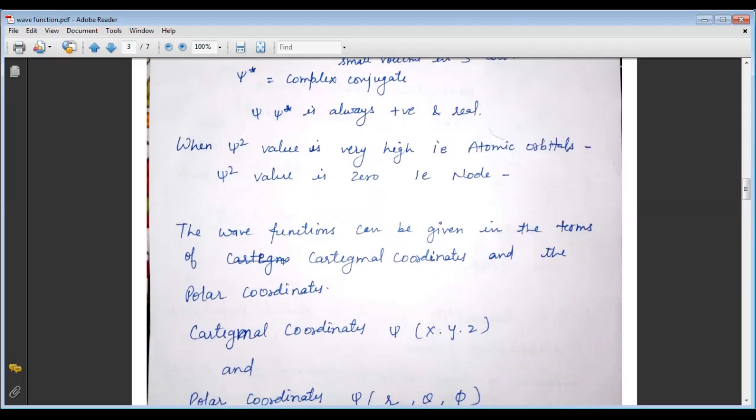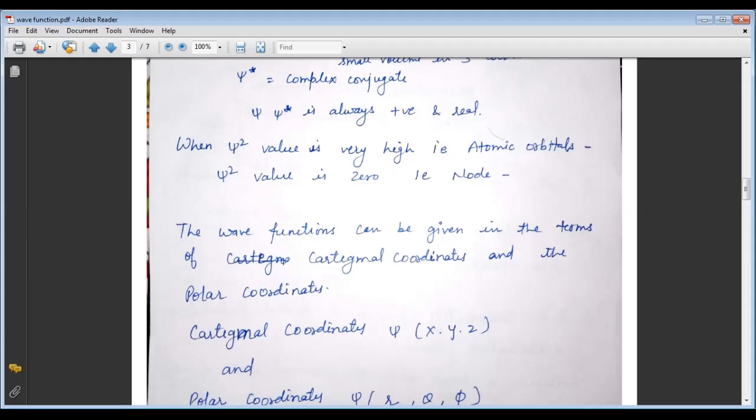When the value of psi square is very high, it means the atomic orbital is here, and when the value of psi square is 0, it means there is no electron present, or it is called a node.